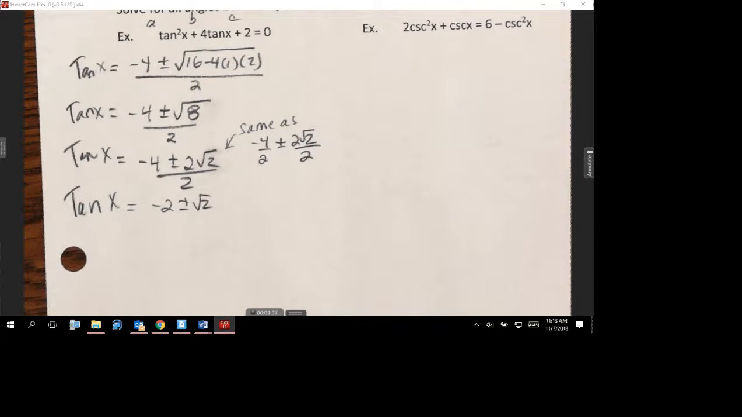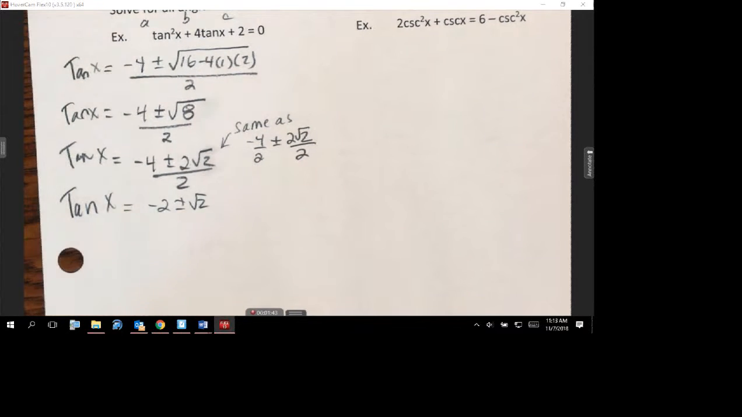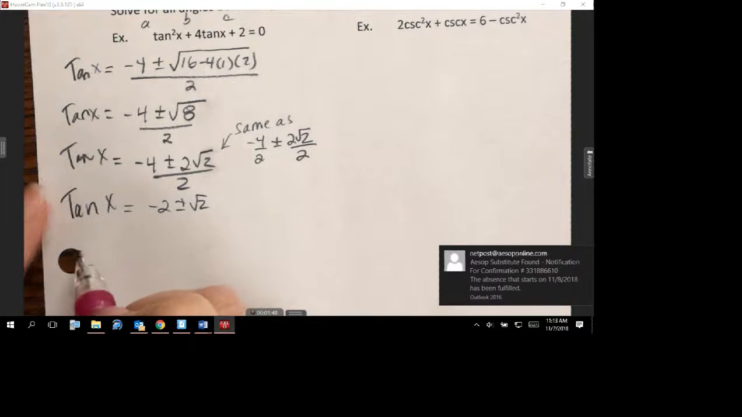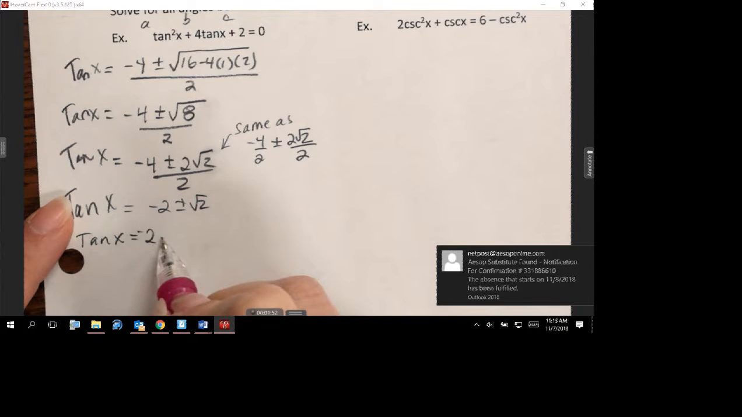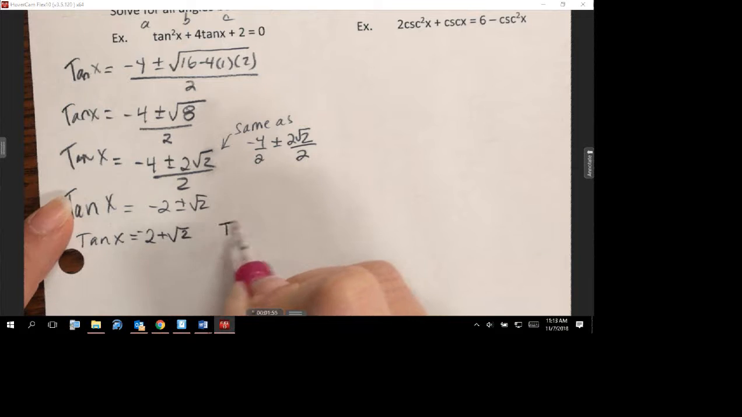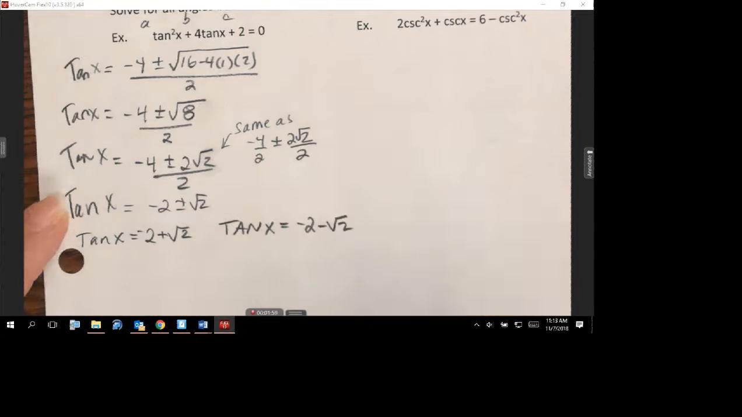So what I have now is this quadratic formula simplified all the way to tangent x is equal to this. And there's 2 answers. One of them is positive, one of them is negative. So maybe I'll do that next. I'll say tangent x is equal to negative 2 plus radical 2, or tangent x is equal to negative 2 minus radical 2. Because there's 2.